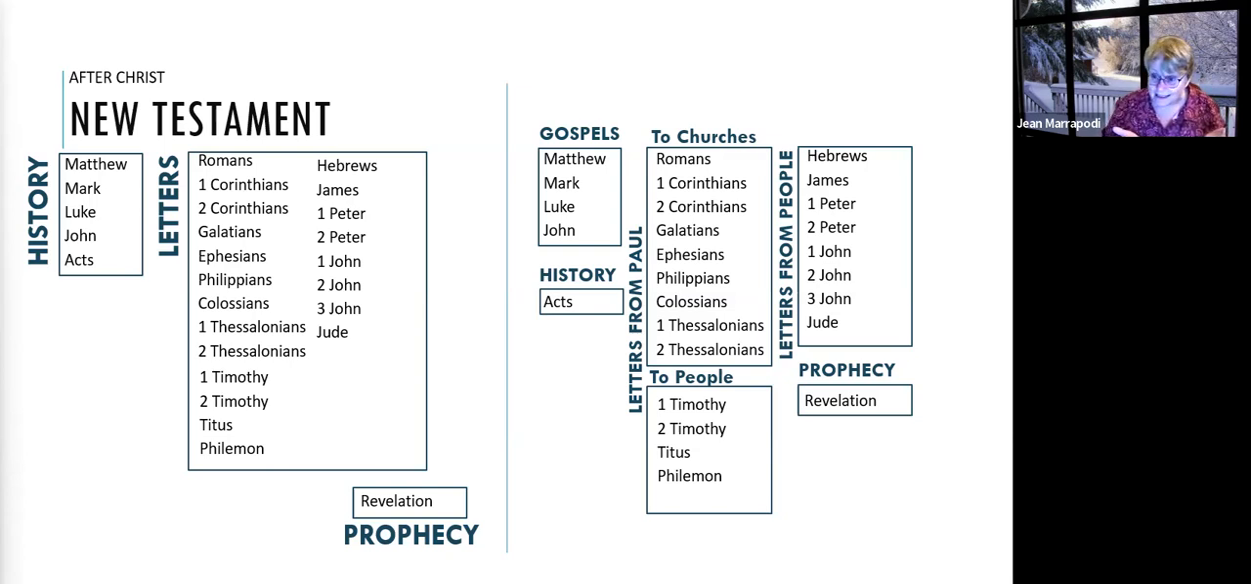Matthew was a tax collector, so he has a lot of detail in his stories. And then if you want to find out about the church and Paul, the growth of the church, we'd be in Acts.